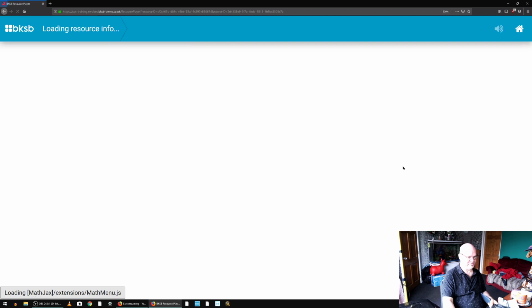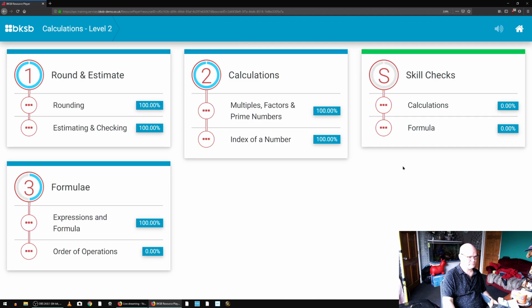See where we got up to. Well, we've done calculations, and so the last one, let's do order of operations, and then we can go in and do a skill check on Monday at college.